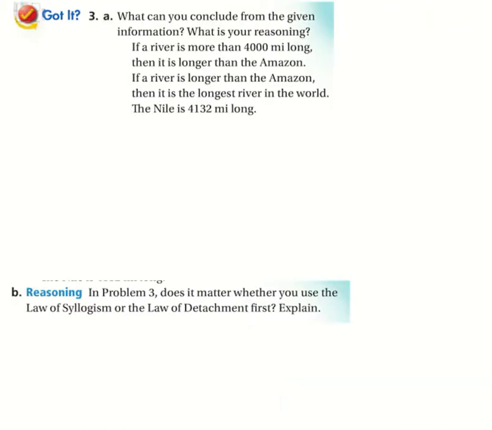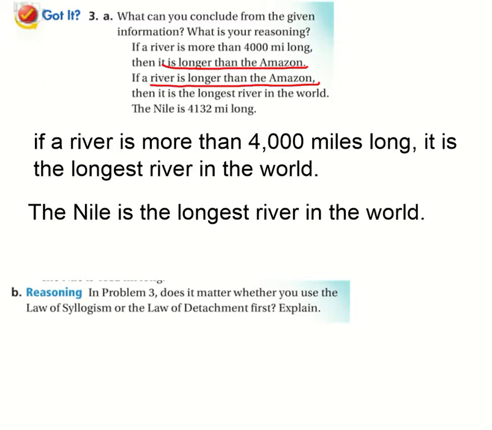Alright, so what I'd like you to do now, pause the video, see if you can answer 3A and 3B on your own. So through the law of syllogism, I was first able to come up with this statement. If a river is more than 4,000 miles long, it is the longest river in the world. And then through that, I was able to decide that the Nile, using the law of detachment, is the longest river in the world.